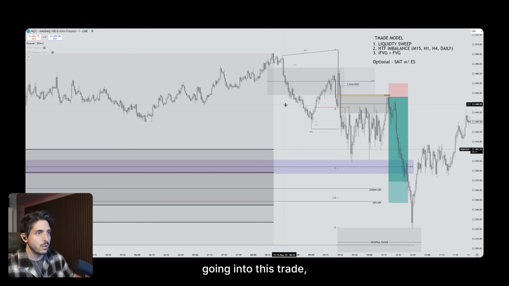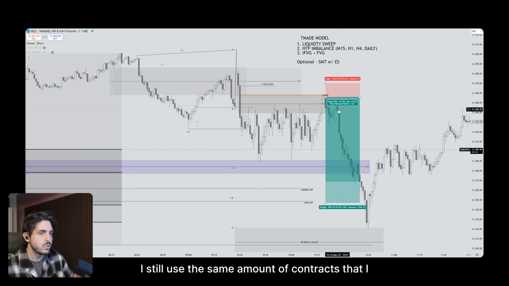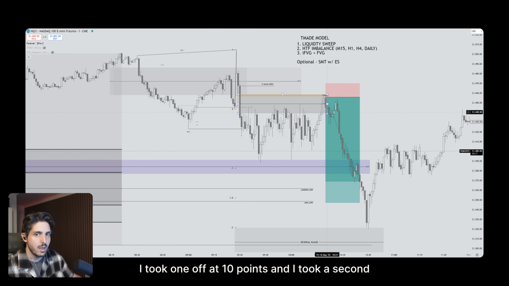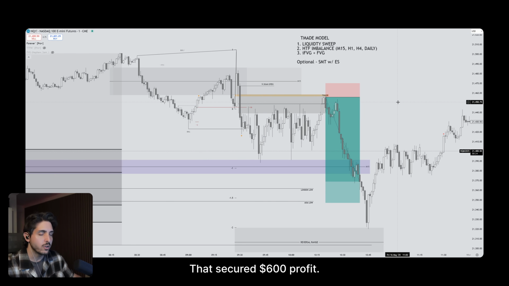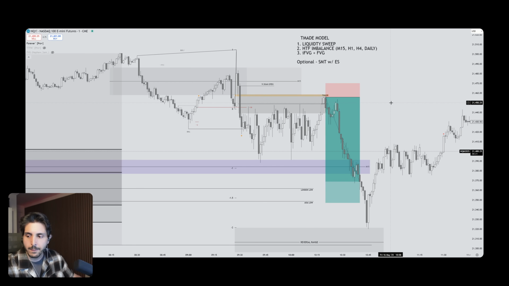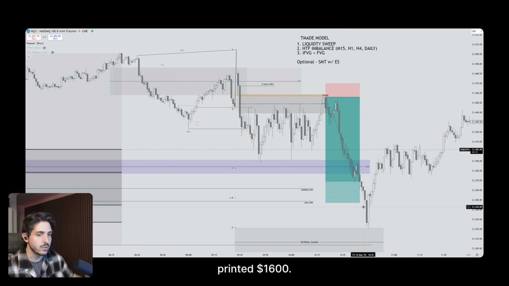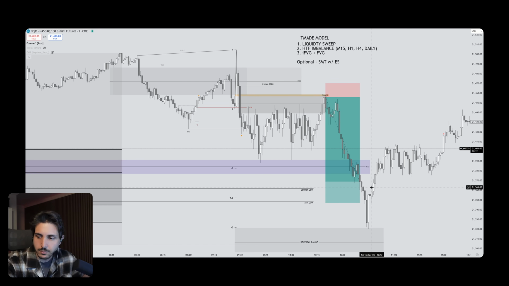So going into this trade, I still used the same amount of contracts that I would normally use, but I did not follow my rules as to where to take partials. I wanted to secure money pretty quickly. So I took one off at 10 points and I took a second one off at 20. That secured $600 profit. And then the next contract printed $1,600. That was 80 points. So I got like 2,200 out of that, and it put me very green for the day. And that was my last trade for the whole day. I didn't trade again.